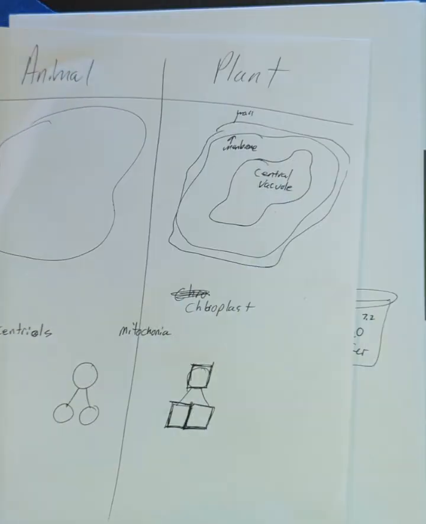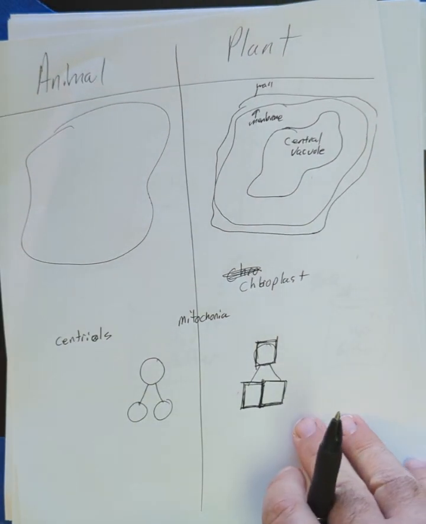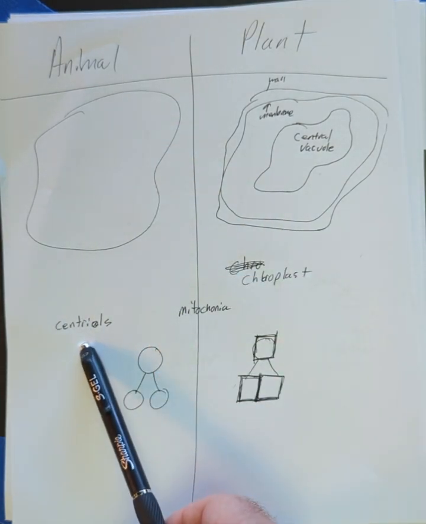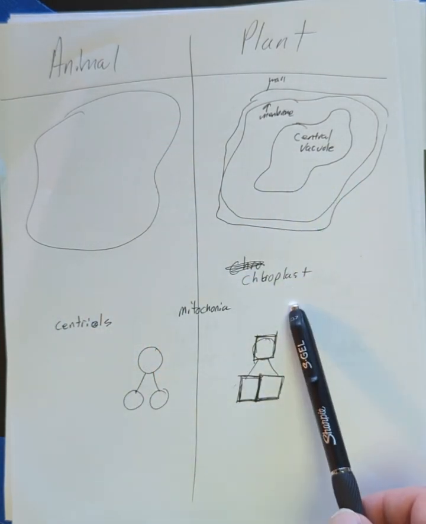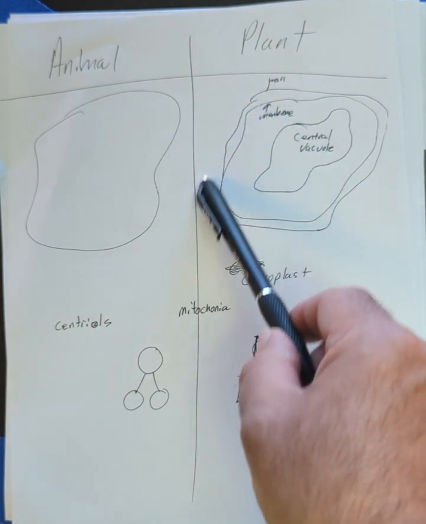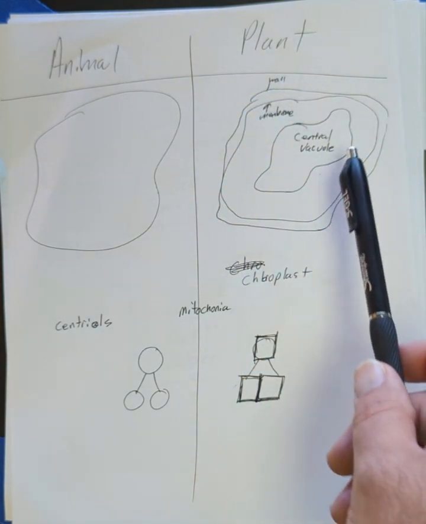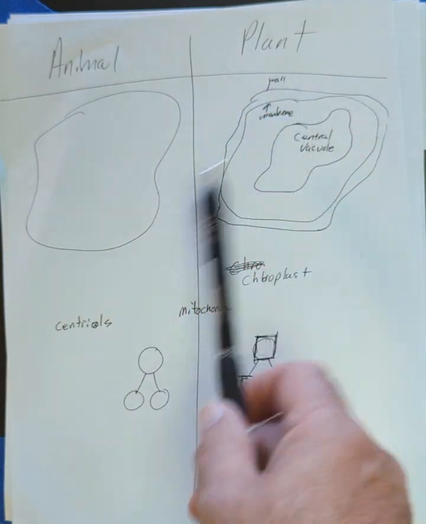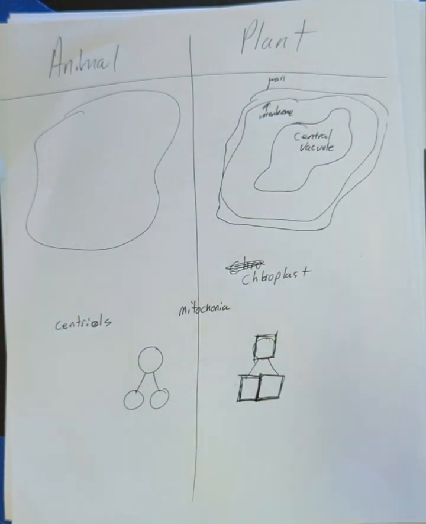All right. We talked a little bit about animal versus plant cells. Animal cells have centrioles during mitosis. Plant cells do not. Plant cells have a cell wall. Some bacteria have cell walls. Animal cells do not have cell walls. Both have a cell membrane. Both have a nucleus, mitochondria, all that stuff.